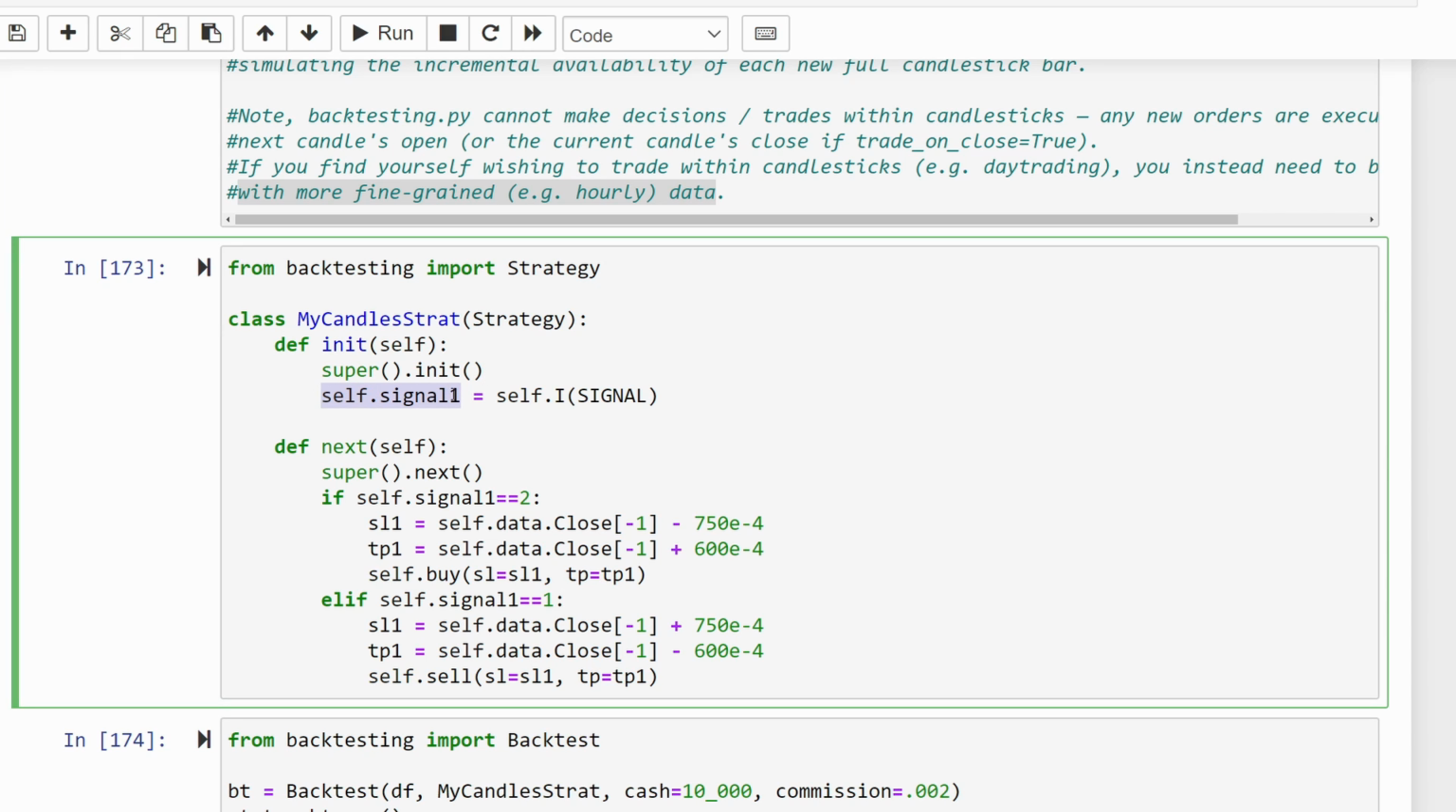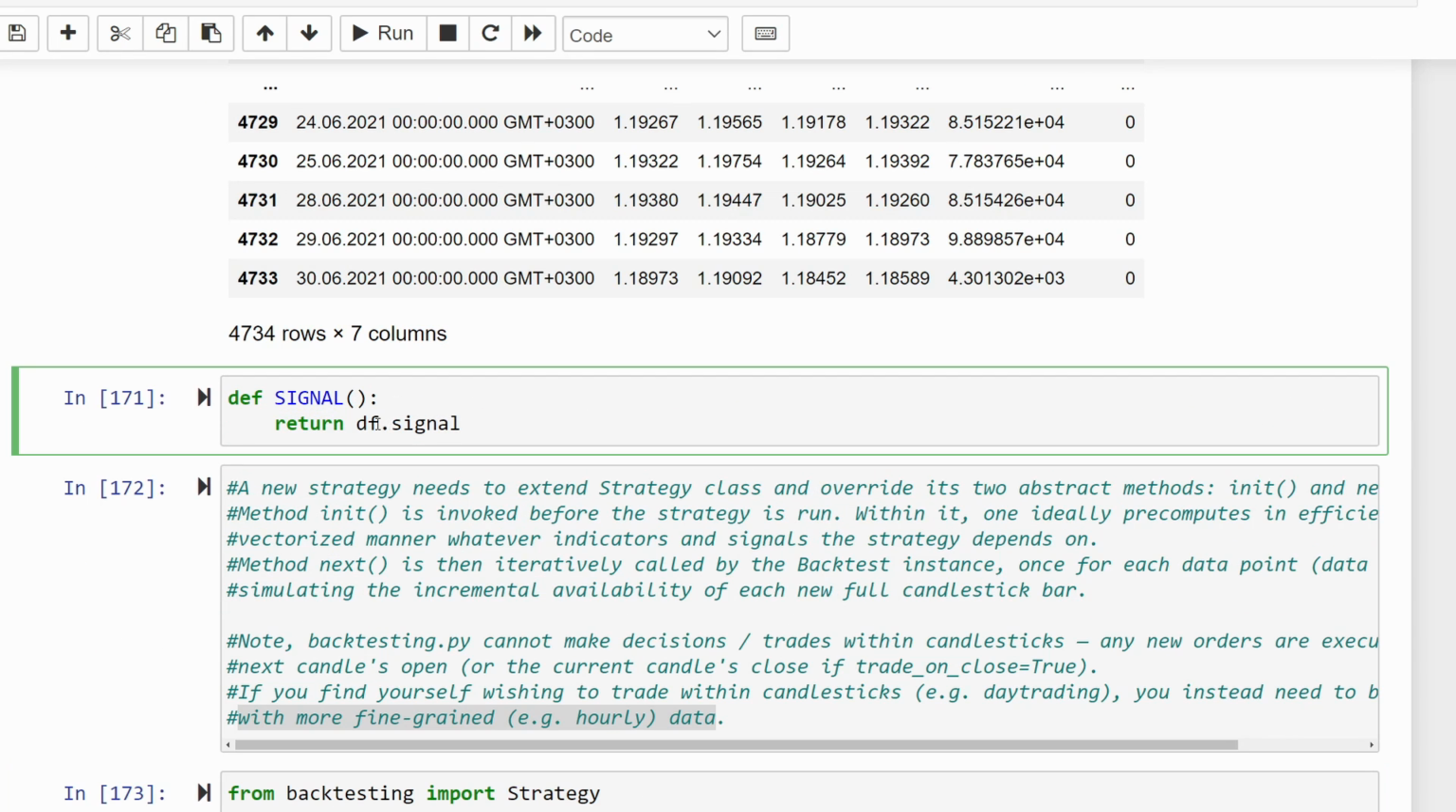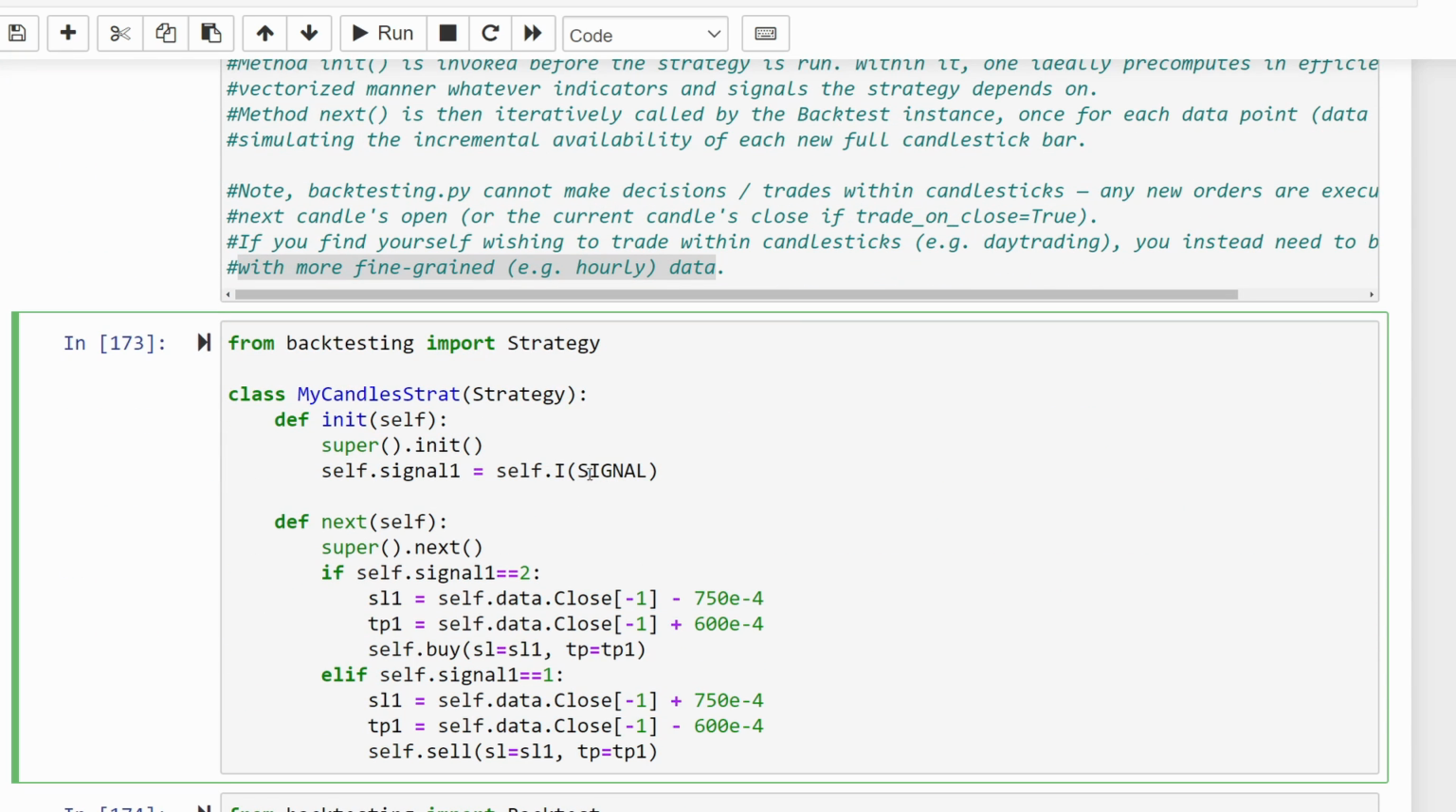self.signal1, like some kind of variable that is a member of the class that will be equal to self.I. I is a function to define indicators inside of this strategy. So I'm overloading this function, I, and I'm feeding it with the signal function. The signal function will bring the calculated signal from our data frame, and now the data is going to be a part of our class. So our strategy class is now aware of this indicator called signal from my data frame.